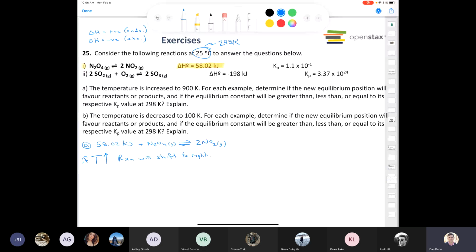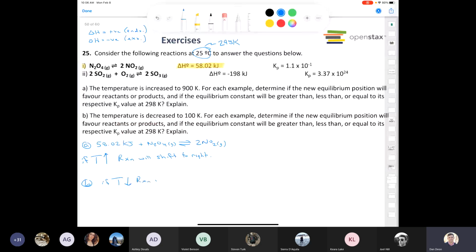Okay, let's see. What would happen if we were to decrease the temperature? If the temperature is decreased, think about it in terms of concentration. If you were to lower this, right, pull heat out, then the reaction is going to shift towards the left to recompense that, right, to make up that loss of heat. So the reaction will shift to the left-hand side.